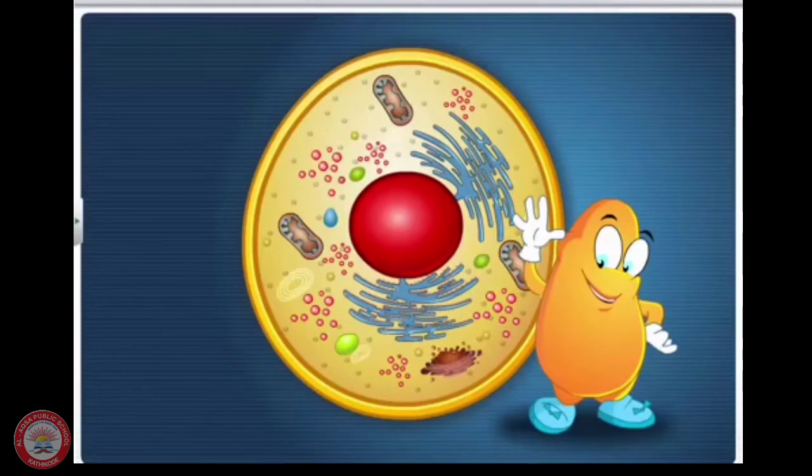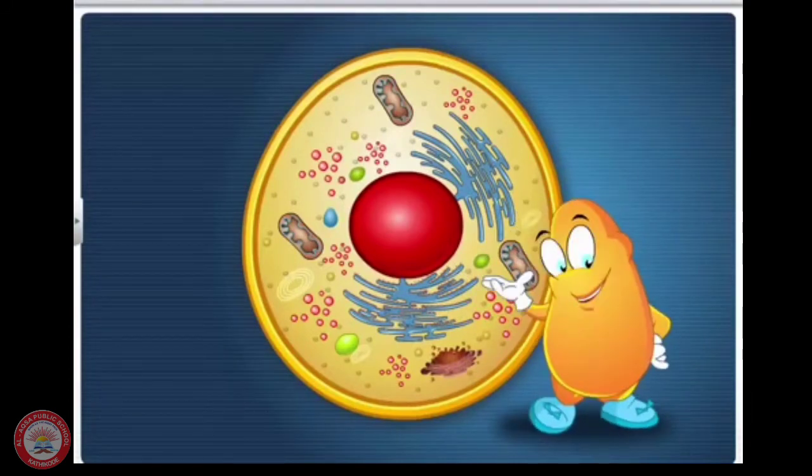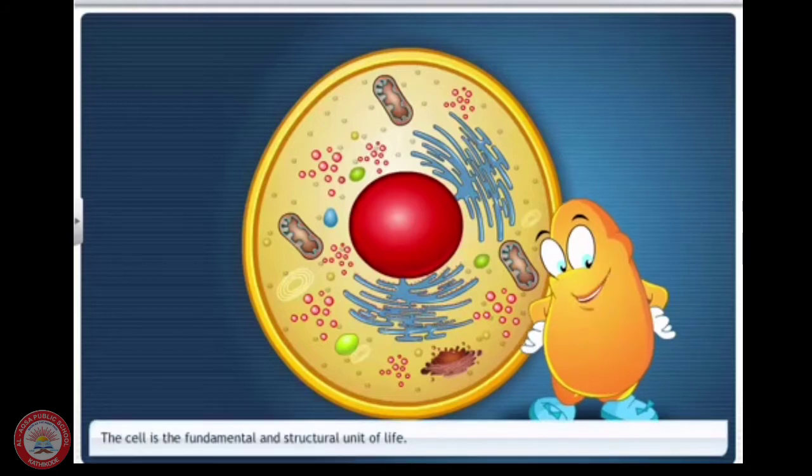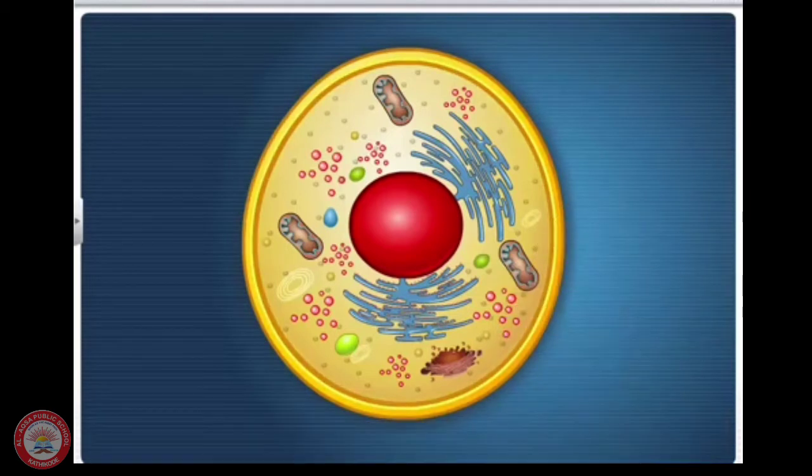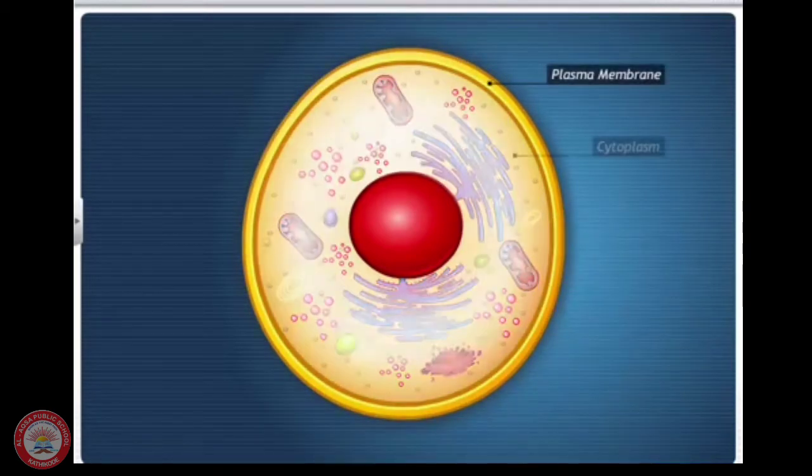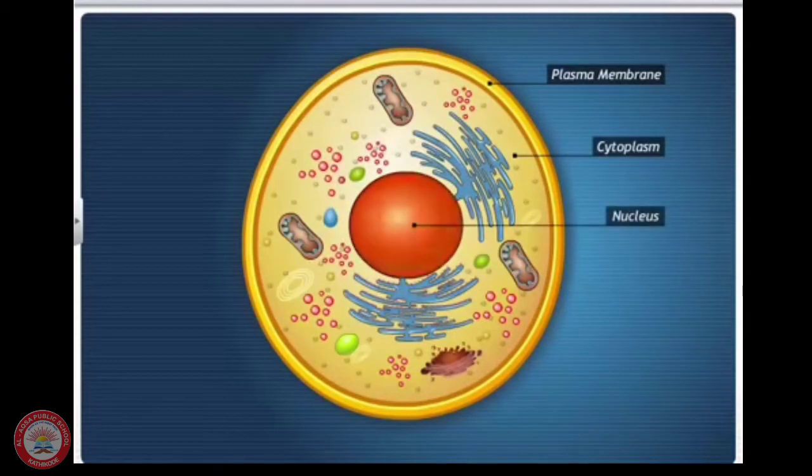Hello everyone. Hope you remember that we were discussing the general features of a cell. As we said, cell is the fundamental and structural unit of life. Now let us look at the structure of a eukaryotic cell. All eukaryotic cells have the following three features: plasma membrane, cytoplasm, and nucleus.